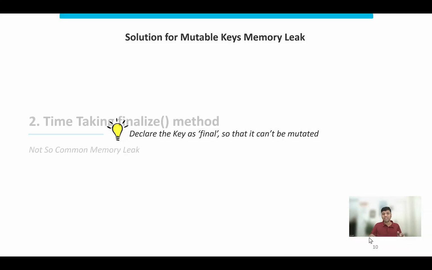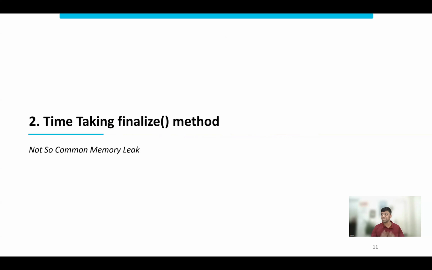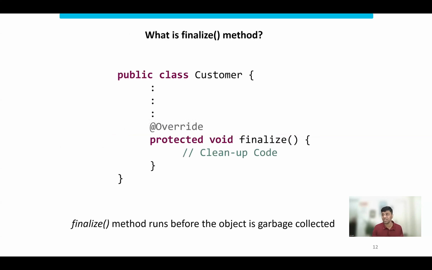Now, let's go to the next problem. A not so common memory leak problem: the time-taking finalize method. Friends, what is a finalize method? Here I can write, say there is a customer class. I can write a finalize method, right? In this method, I can write any cleanup code.